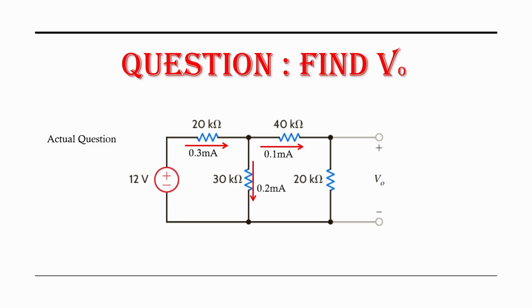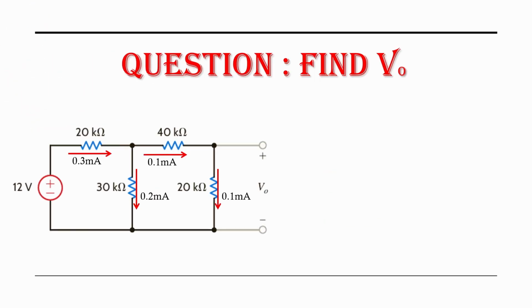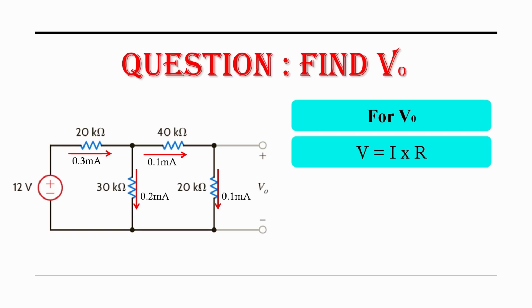First, let's look at how current behaves. In a series circuit, there is only one single path for the flow, which means the current remains exactly the same through every component. However, in a parallel circuit, the current reaches a junction and must split. So the total current is divided among the branches based on their resistance.